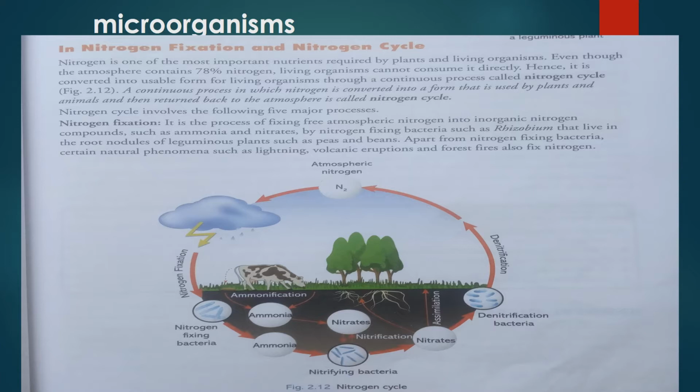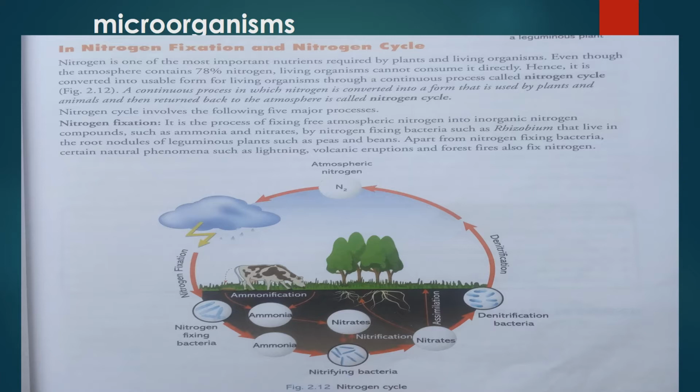Nitrogen cycle means nitrogen is present in the atmosphere and it will return to the soil. It will be used by the plant, and after the plant dies, this nitrogen will go back to the atmosphere. Then the nitrogen cycle will complete. So let's discuss the nitrogen cycle. The first step is nitrogen fixation.